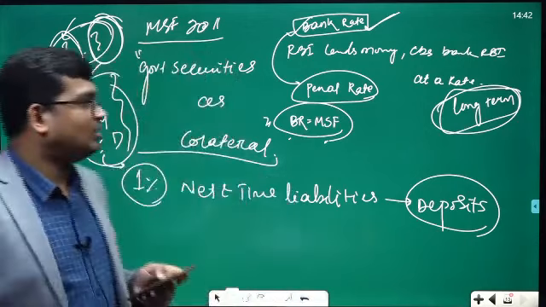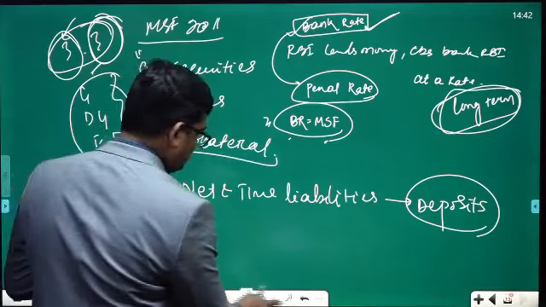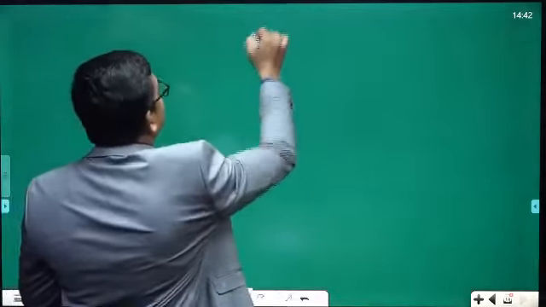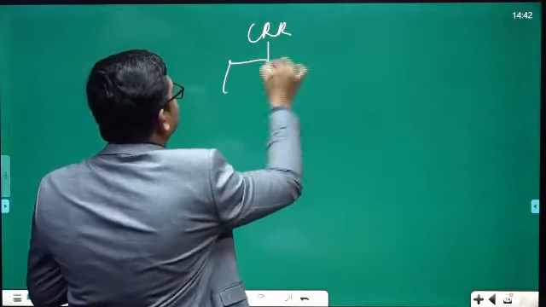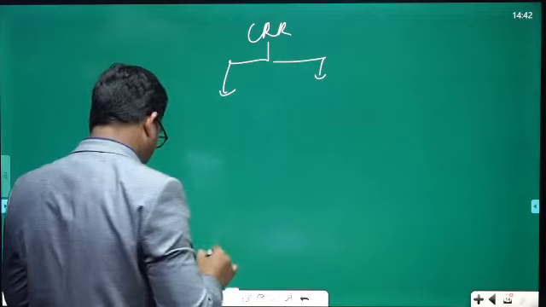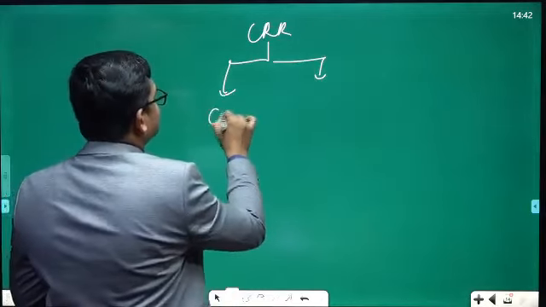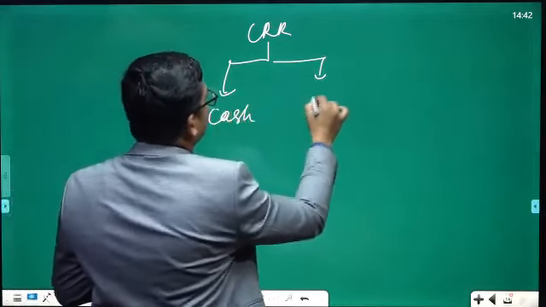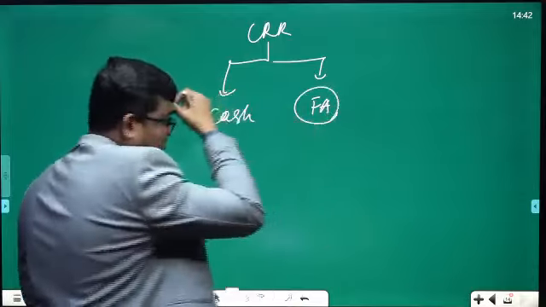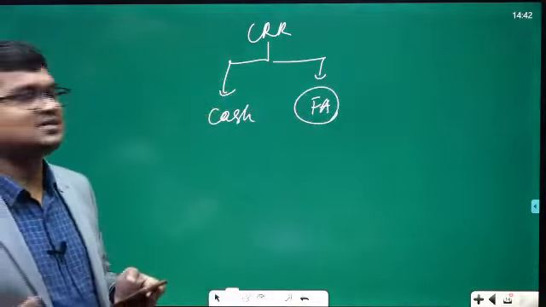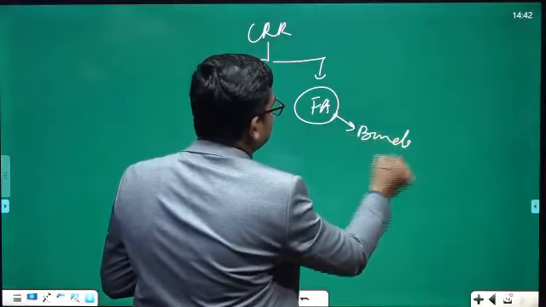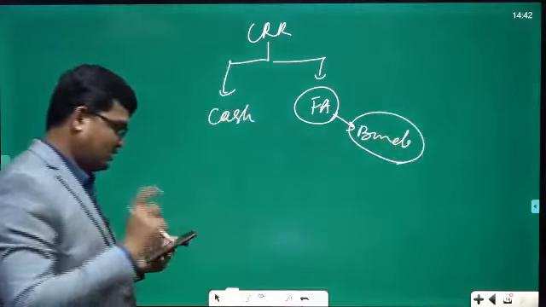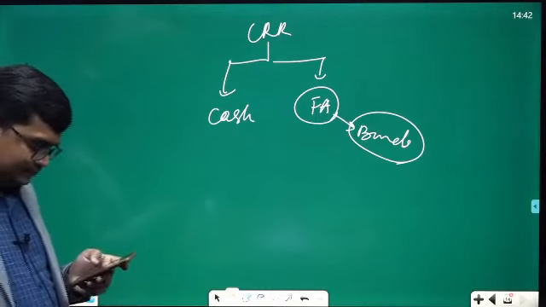Actually, let me tell you this about the CRR. Generally, what happens? CRR consists of 2 things. I think I have already explained this: cash and maybe some financial assets. Sometimes they can keep it in cash, or sometimes they can keep it in bonds and other financial assets. Okay, that is the reserve fund, you can say.